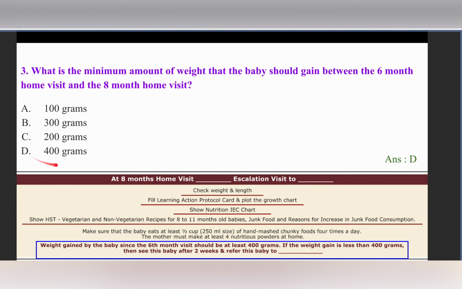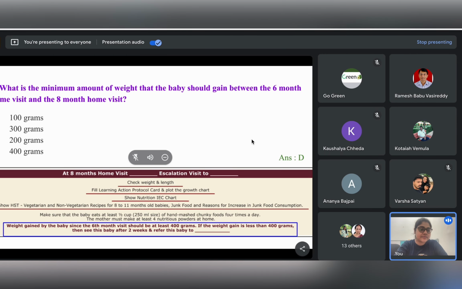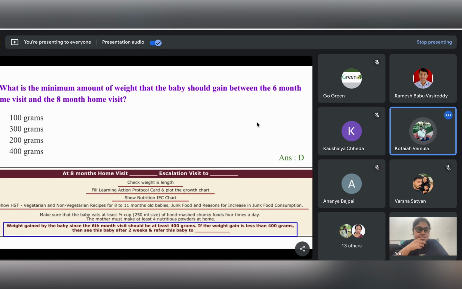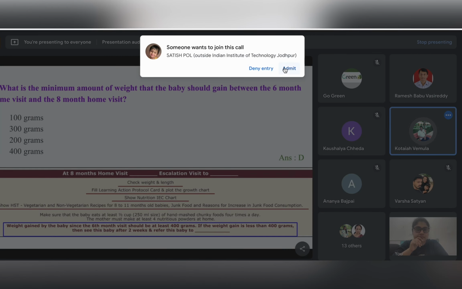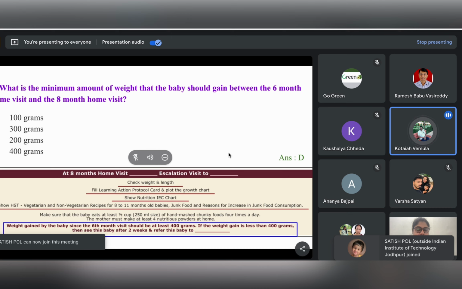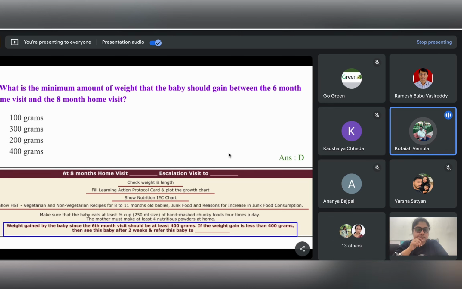So yes, correct. Ma'am, can I ask one more question? Yes, please go ahead. Actually, when we look into the percentile growth chart, it mentions that at 6 months the baby should have a weight of 7.3, and at 8 months it is around 8 kilograms. So the difference is 1.70, but here it mentions 400. So 7.3, that's why.